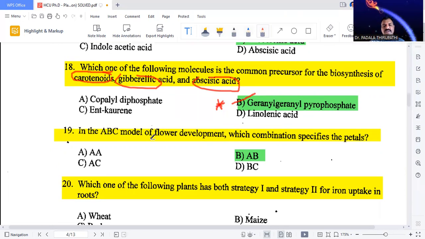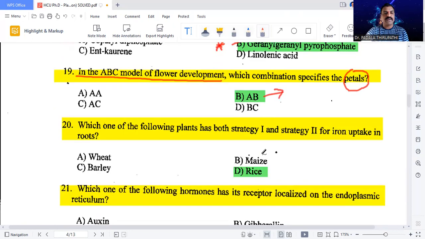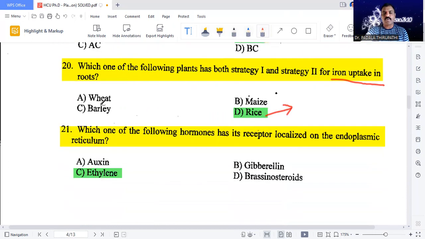In the ABC model of flower development, we are observing Arabidopsis thaliana plants. We observe that the combination for the specific petals should be AB. Okay, now AB. Then which one of the following plants has both strategy 1 and strategy 2 for iron uptake in roots? That is rice plants. Rice plants show both strategy 1 and strategy 2 for iron uptake in roots.